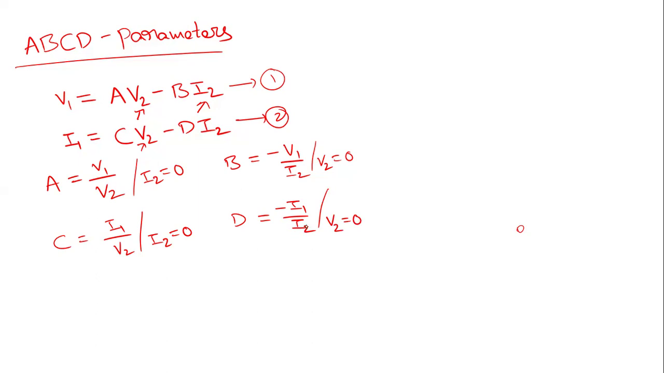These are the individual ABCD parameters, and these ABCD parameters are also represented in matrix form, A, B, C, D, like this 2 by 2 matrix form. Okay, these are the transmission parameters.